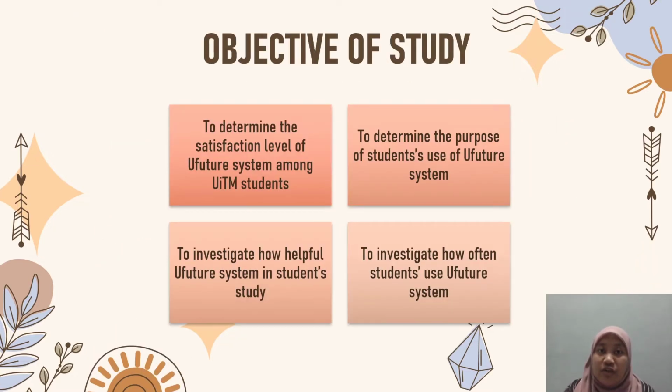So there are four objectives for our survey. First is to determine the satisfaction level of the UiFuture system among UiTM students. The second one is to determine the purpose of student use of the UiFuture system, to investigate how helpful the UiFuture system is in student study, and to investigate how often students use the UiFuture system.